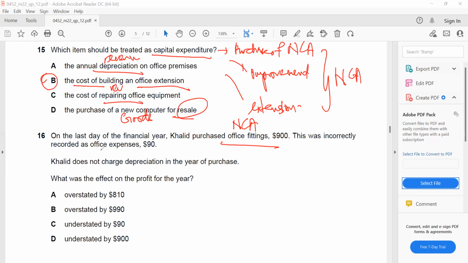So this 900 incorrectly treated as expenses, that means this will be charged as expenses. Expenses increase, profit will decrease. So since there is no depreciation charge, the profit will be understated by 900 only. Okay, because they say no depreciation charge, so no need to think about depreciation, just think about the effect of this amount.